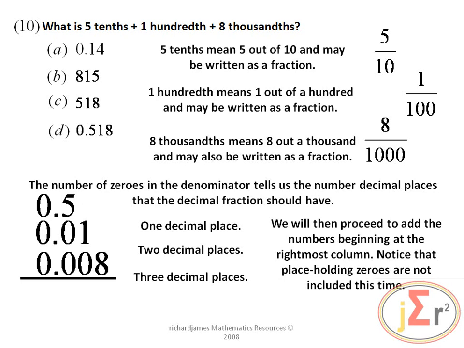So we will then proceed to add the numbers beginning at the rightmost column. Notice that the placeholding zeros are not included this time. Of course, the placeholding zeros are not necessary. They are just placed there to cause the entire thing to look balanced. Right? So we may just proceed. So we say 8. There's only 8 there to be added. Then we have 0 plus 1 is 1. Then we have 0 plus 0 plus 5 is 5. Right? The point vertically below the point. And eventually the 0. So the correct answer is option D, 0.518.